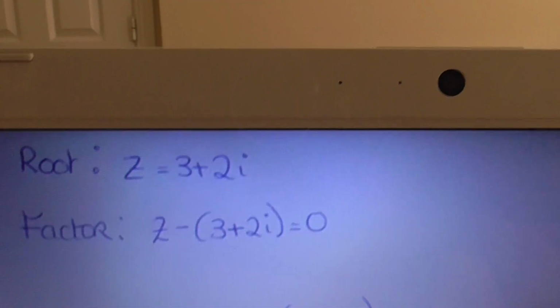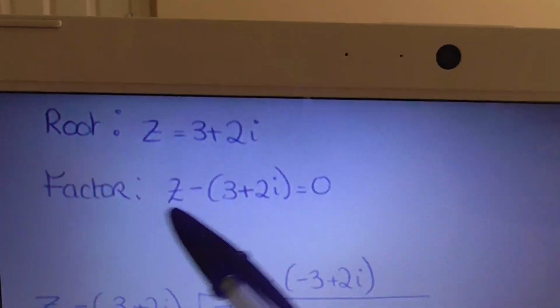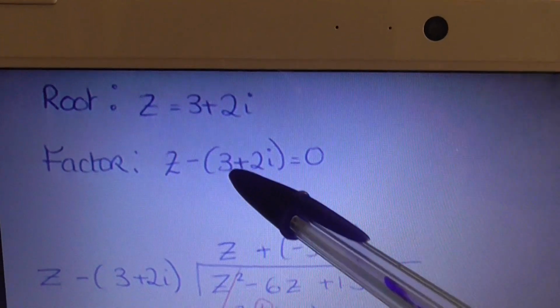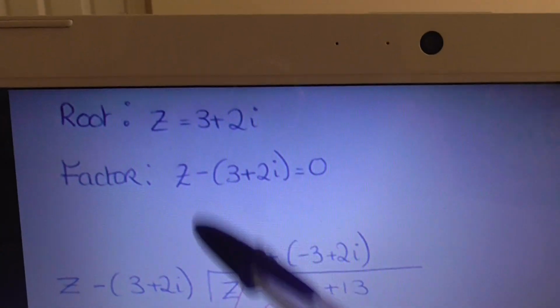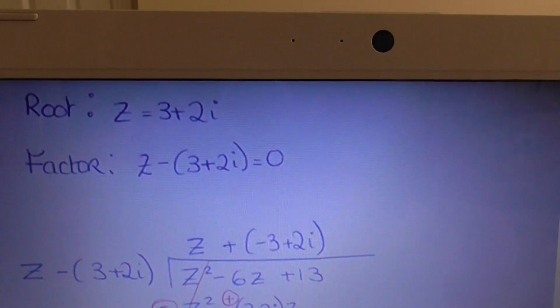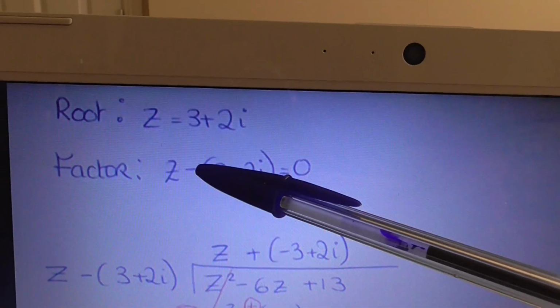Okay, so there was the root. Therefore, this is the factor. Now, I've just brought the 3 plus 2i over the equals all in the one go, so I'm just keeping it in a bracket. It's easier when it comes to long division. So z minus this equals 0 is the factor. I'm now dividing this into the quadratic that they gave.